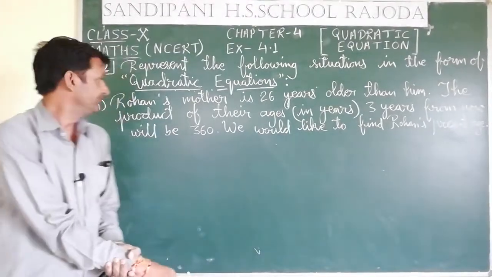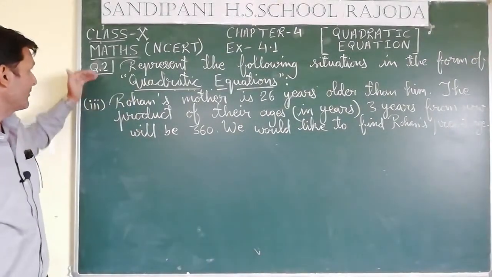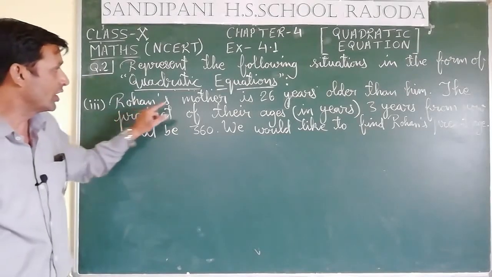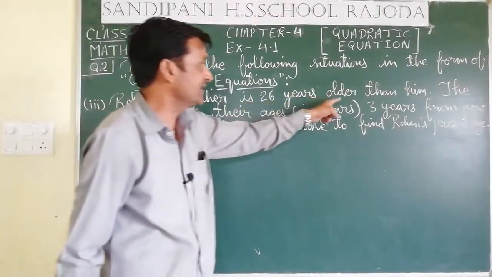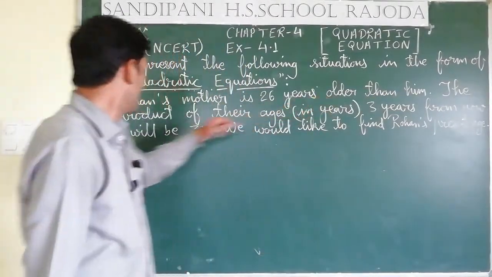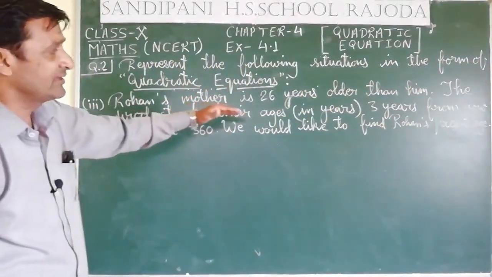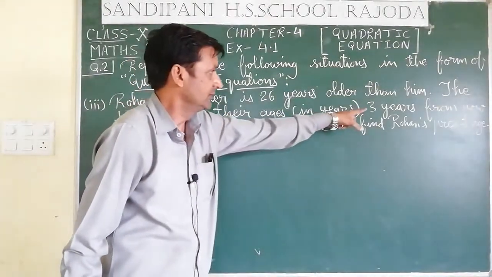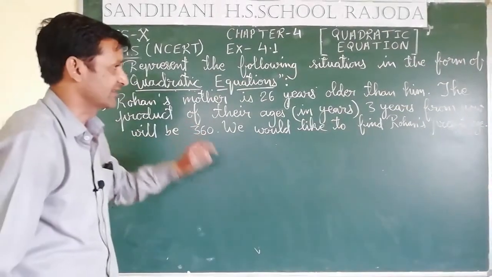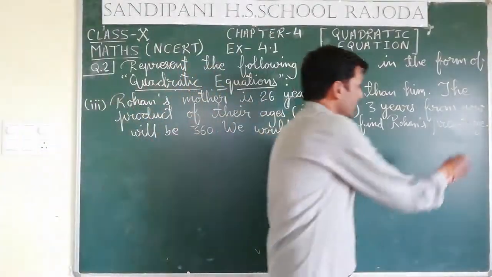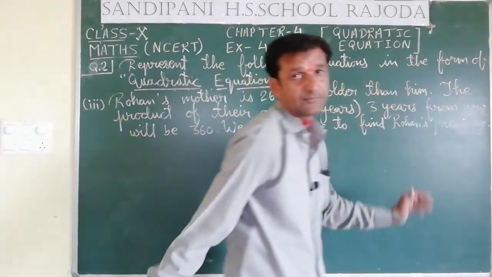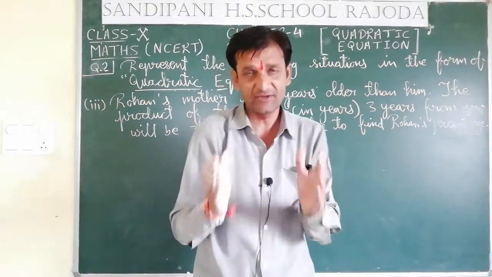Another question, that is question number 3 of second. Rohan's mother is 26 years older than him. It is the present situation. The product of their ages in years 3 years from now will be 360. This you should have to notice. Now means it is presently.